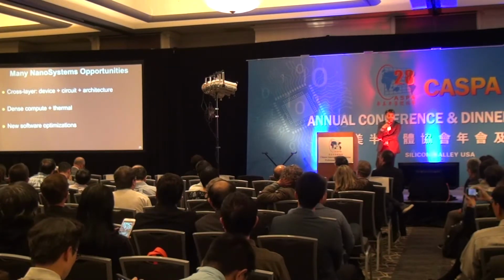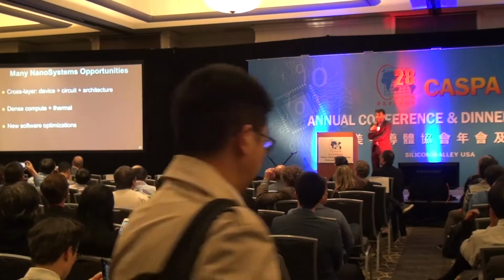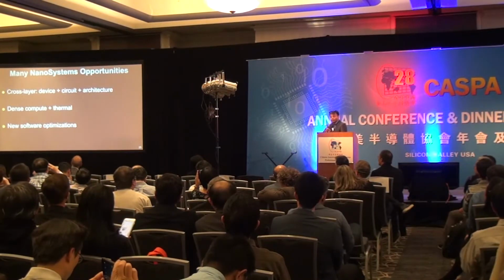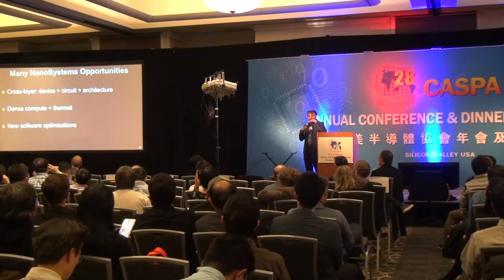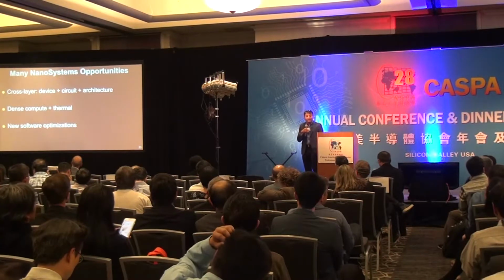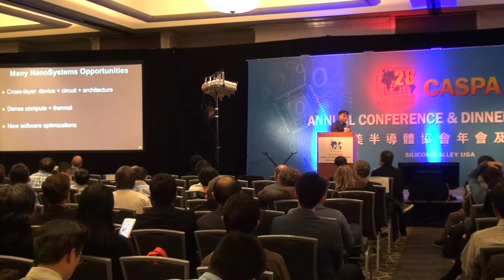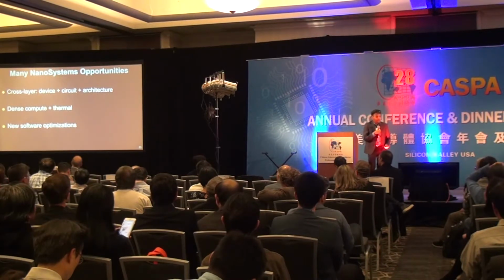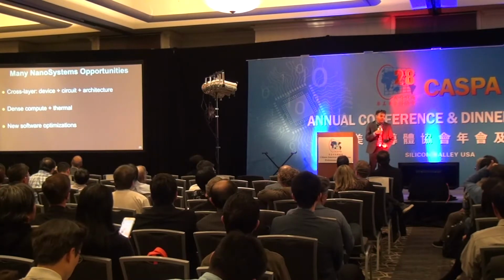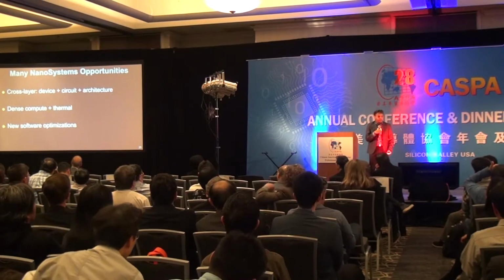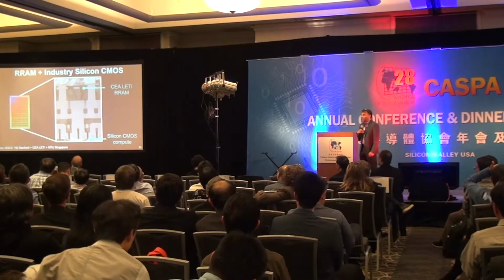Cross-layer optimization between device level, circuit level, architecture level. I will not have the chance to talk about dense compute and thermal solutions when you actually run heavy-duty compute on the upper layers. And I will not have the time to talk about new software optimizations. Maybe for a future presentation, we can talk about that. But before I wrap up, I will say a few words about this cross-layer device, circuit, and architecture level optimization using the example of resistive RAM.